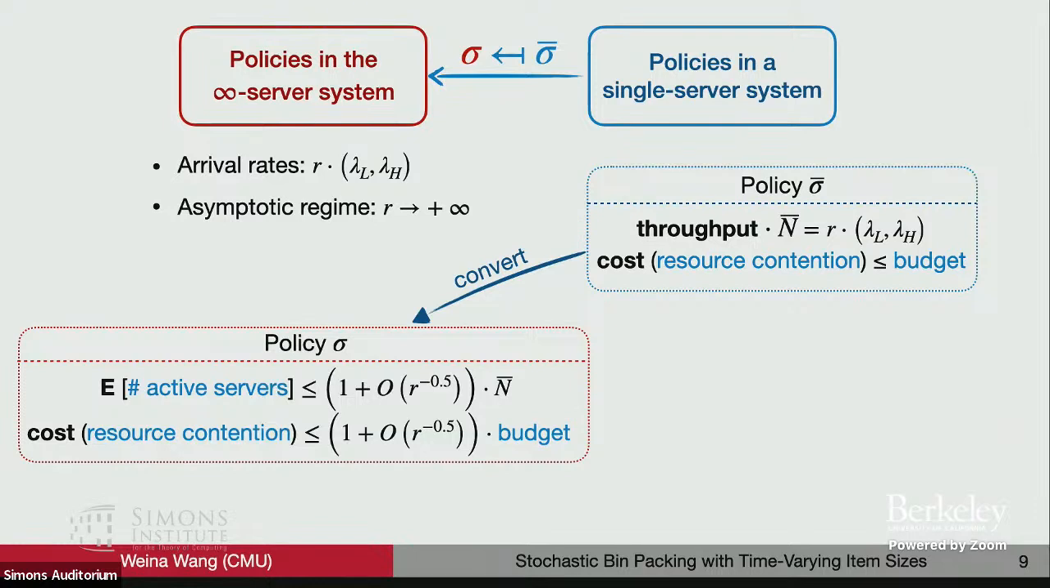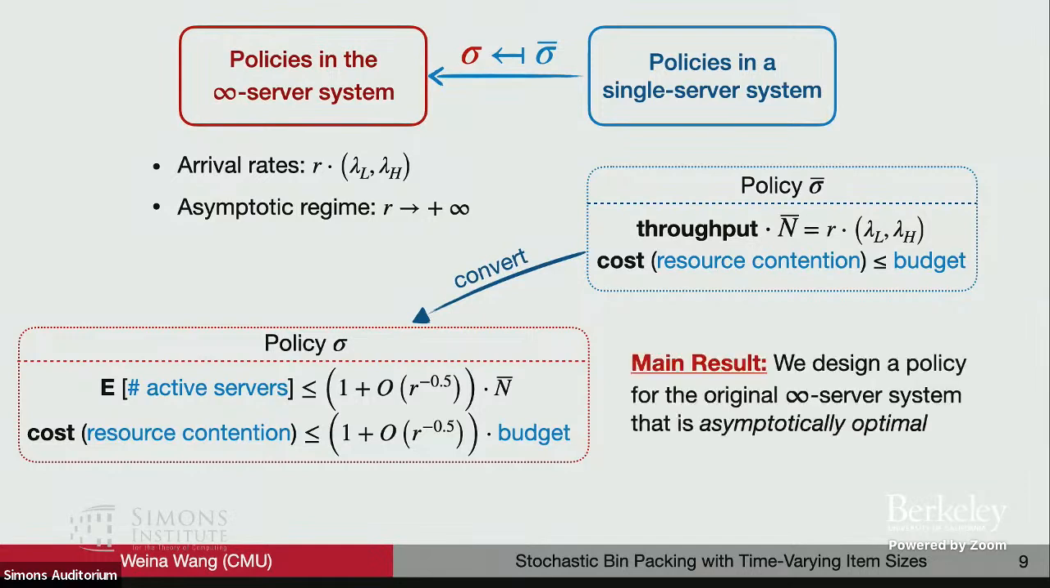So in this sense, once we can optimize over n bar, we can get an asymptotically optimal policy for the original system, and that is our main result for the problem. Okay, so any questions on how we phrase the results here?